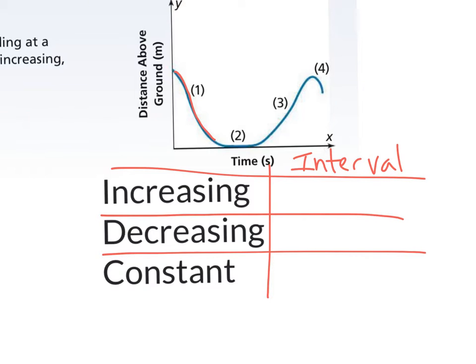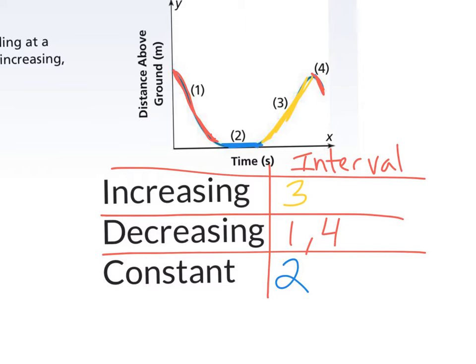You can see in this first interval, graph is coming down. It's got a negative slope here. So that would be decreasing, interval 1. Interval 2, it's kind of just going straight across here. So that would be constant for interval 2. Interval 3, it's coming back up here. So interval 3 would be increasing. And then interval 4, it starts going back down again. And so that would be decreasing for interval 4.